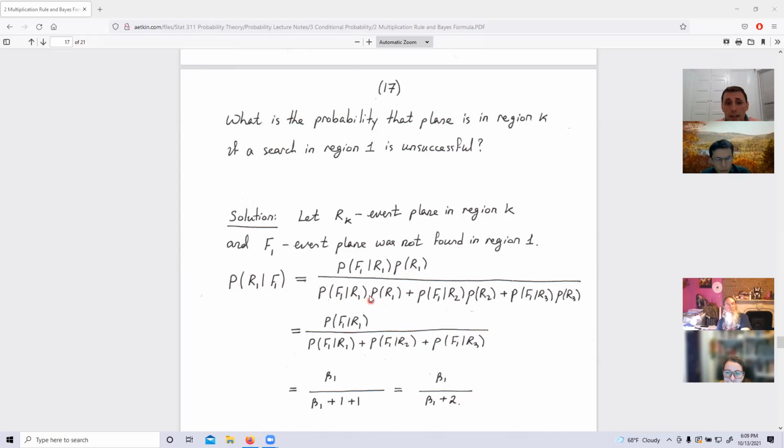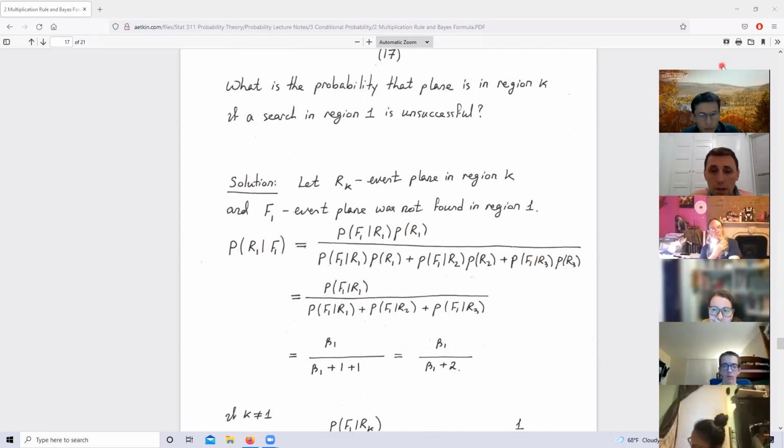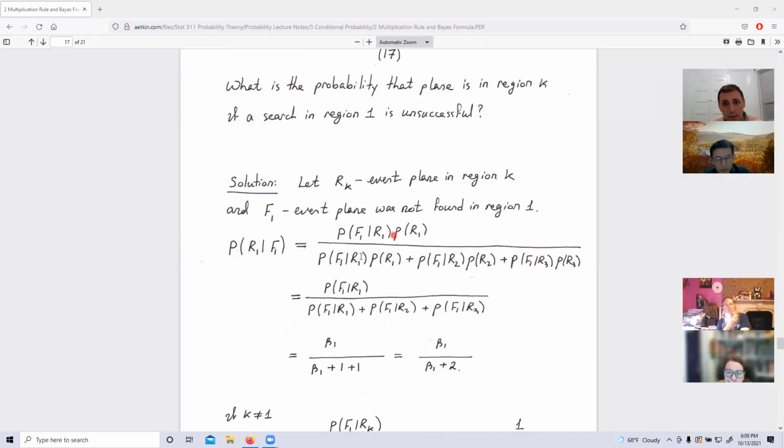Here it is. And then look at it. I can erase probability R1, R2, and R3 because the probability the plane is there is 1/3. You agree? The plane is either in region 1 or region 2 or region 3, and is equally likely to be in any of those regions. So I can just cancel P(R1), P(R2), and P(R3) from here, and I have this expression. Now, what is the numerator? The numerator means not finding something given it's there in R1. That's the probability that I will overlook it.